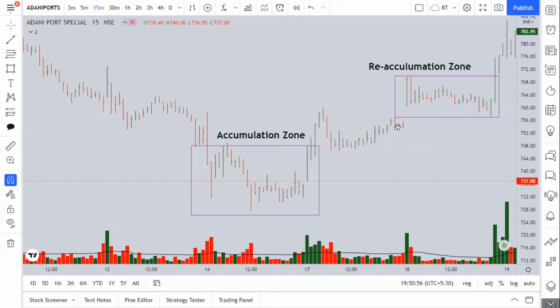Now to explain the accumulation and reaccumulation zones, I have given you a practical chart, because to understand in a very clear way, I have given you a chart right here. This is Adani Ports on the 15-minute time frame. In the accumulation zone, after a downtrend, the market held for a while and started its uptrend. Again, in reaccumulation, the market got a little exhausted and absorbed all the orders right here. You can see the low volume activity. It's a clear sign that it's a reaccumulation zone, and the market started its up move.